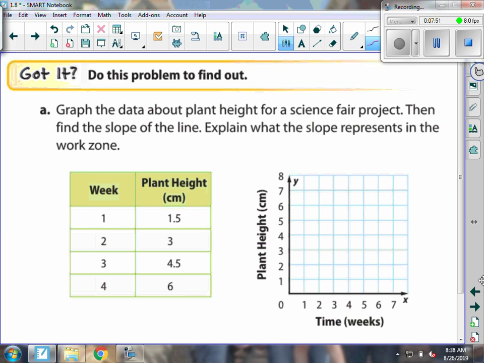Let's work this out. We have time in weeks and plant height in centimeters. After 1 week, the plant height is 1.5 centimeters. So I go over 1 and up to 1.5, right in the middle there. Week 2, it's 3 centimeters, so I go up to 3. Week 3 is 4.5 centimeters, so I go up between the 4 and the 5. And week 4 will be 6 centimeters. I'm going to draw a line through this.